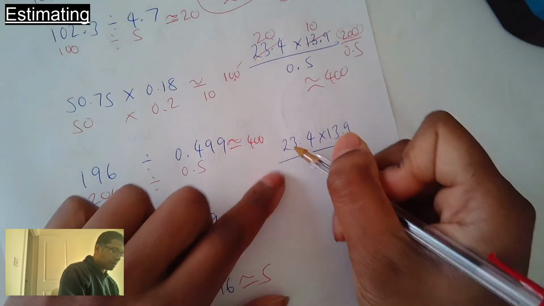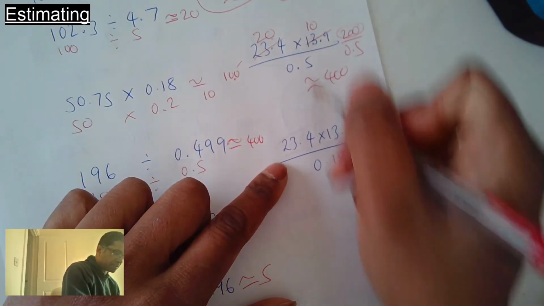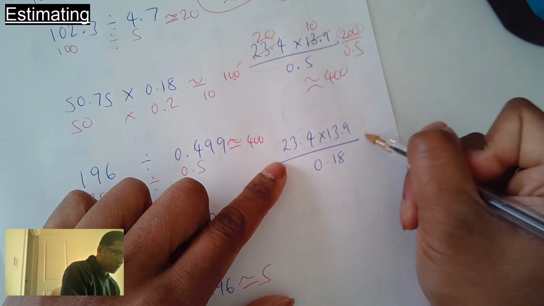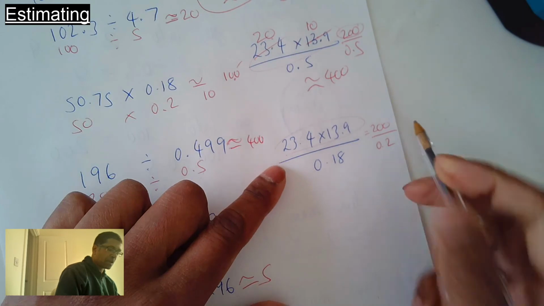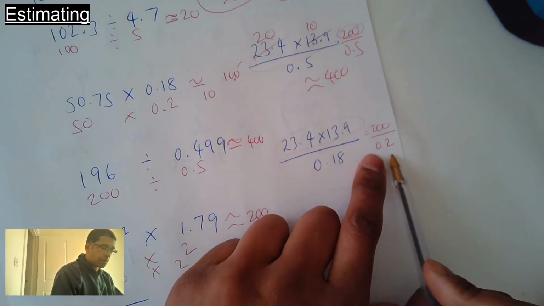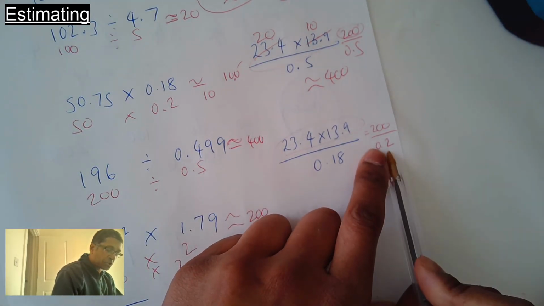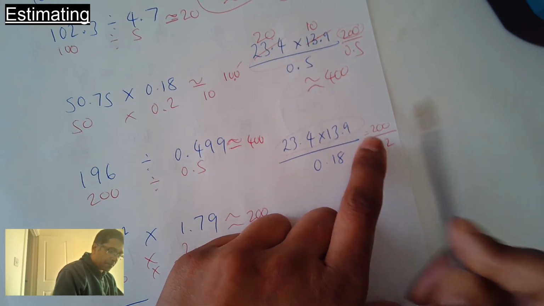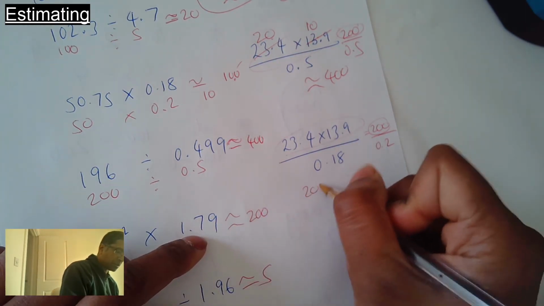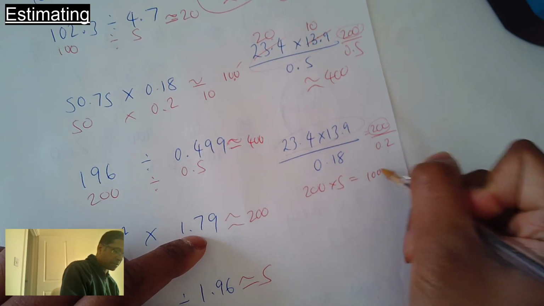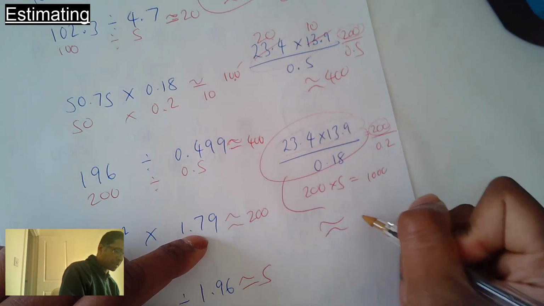Finally, it's almost the same. That there is 200. So you've got 200 divided by, round that to 1 SF, that's 0.2. And remember, at the beginning of the video, I said if you divide by 0.2, you times by 5. So 200 times 5 is 1,000. So that there is approximately 1,000.